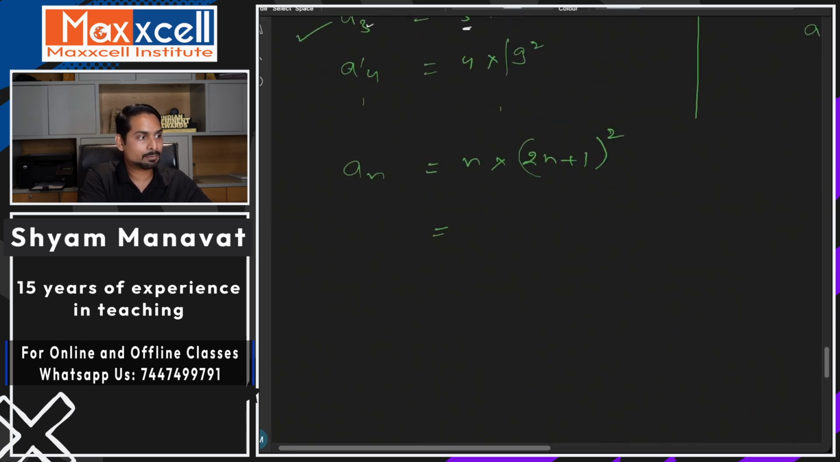So after this, how do we progress? First you open the bracket. So you have what? 2n plus 1 whole square. So simplify this. You will get 4n square plus 4n plus 1. a plus b whole square, guys. Apply a plus b whole square here: a square plus 2ab plus b square. Okay, now open this bracket. So what do you get here? n multiplied inside, so 4n cube plus 4n square plus n.